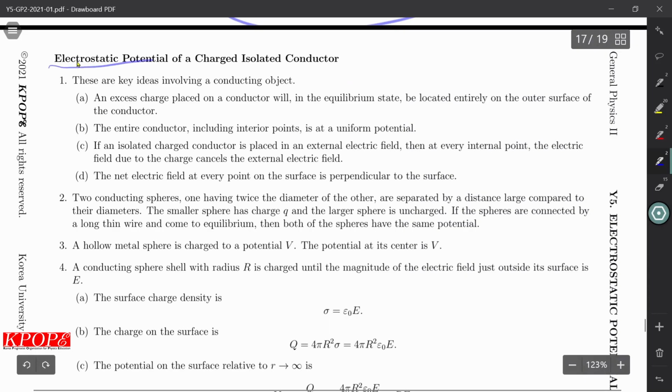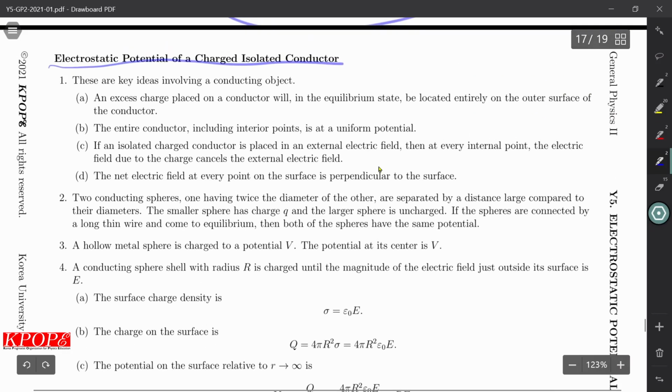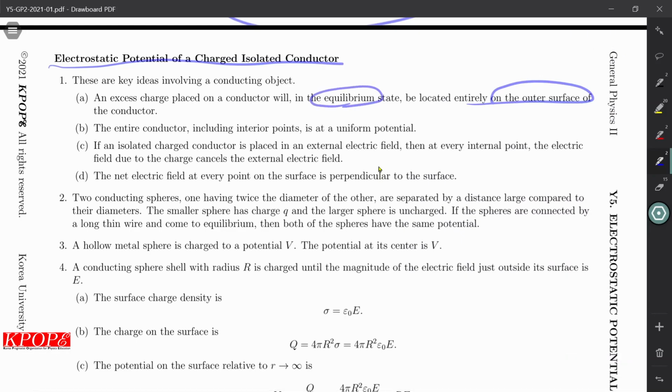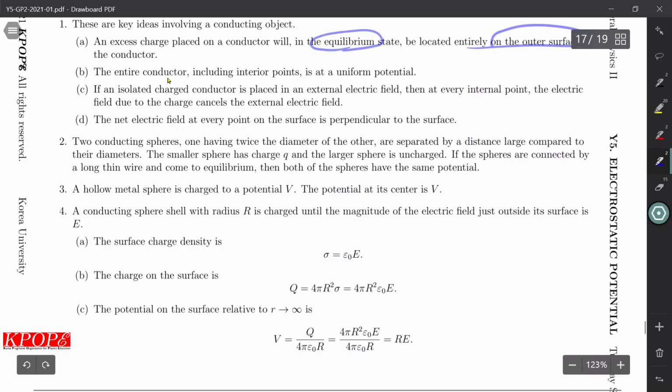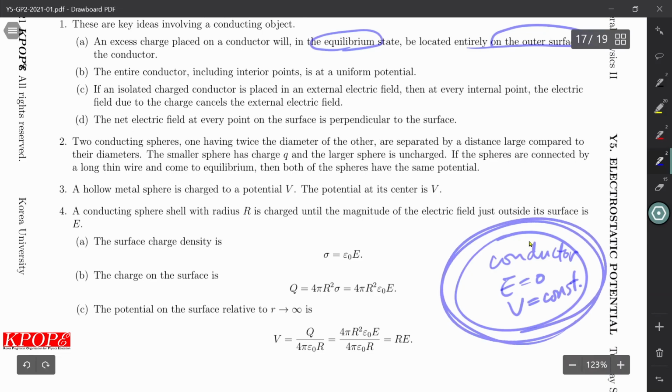Electrostatic potential of a charged isolated conductor. These are key ideas involving a conducting object. An excess charge placed on a conductor will, in the equilibrium state, be located entirely on the outer surface. Equilibrium: there is no current flowing. The entire conductor, including interior points, is at a uniform potential. Inside the conductor, E equals 0, that means V equals constant. Very, very important.